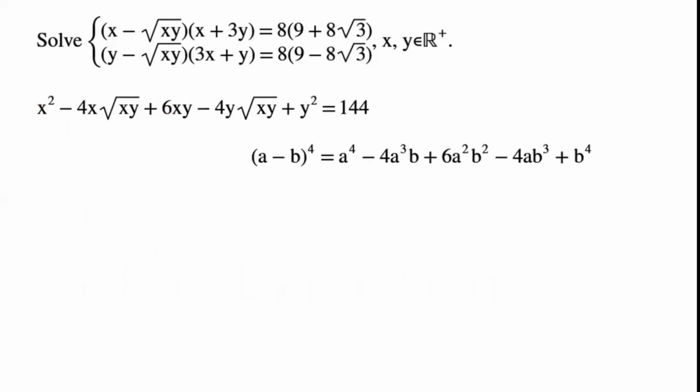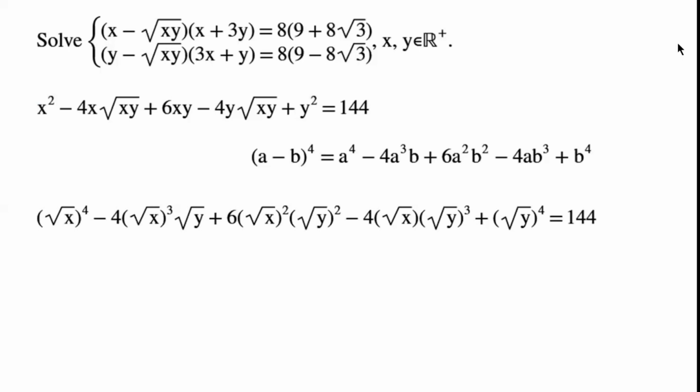We know that (a - b) to the power of 4 is equal to a to the power of 4 minus 4a cubed b plus 6a squared b squared minus 4ab cubed plus b to the power of 4.